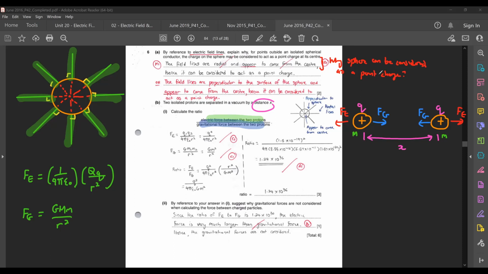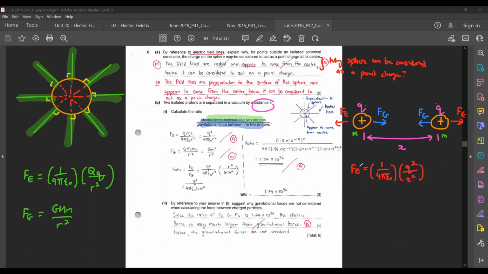If you're talking about the electric force between the two charges, it's correct to say this: Fe is equal to 1 over 4 pi epsilon naught, Q times Q, which here would just be Q squared because they're the same charge, then the separation will be x squared.